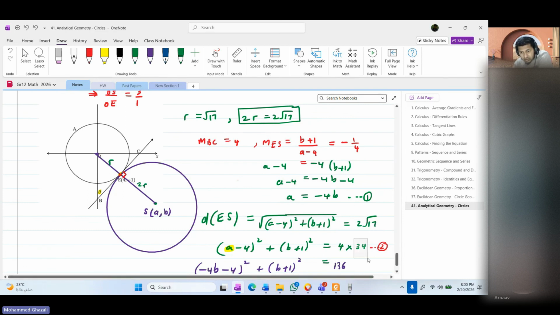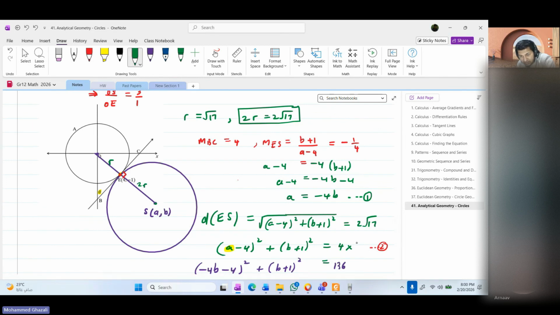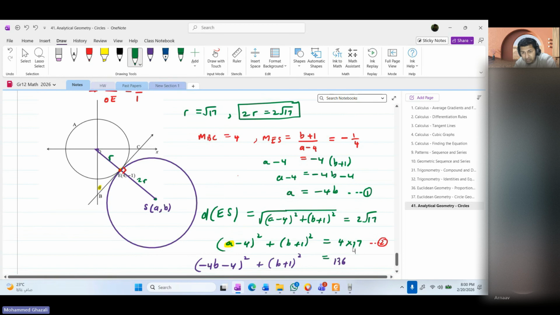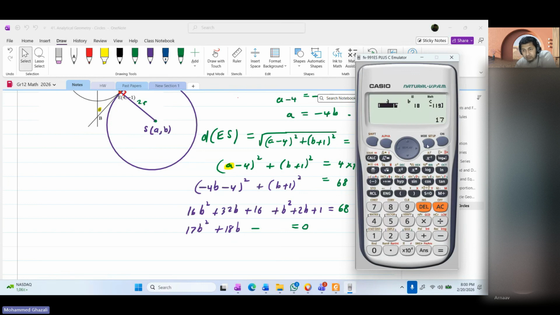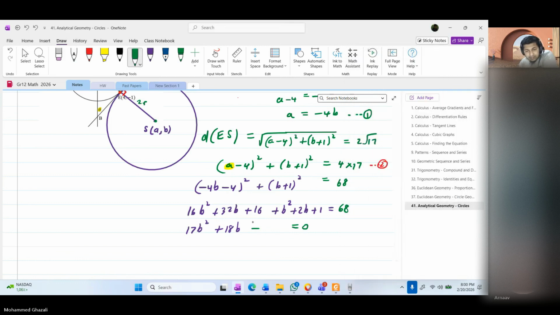So we need to go back and check. So it's 17 here, 4 times 17. So this here should be 68. Should work out now. Let's see. 17 minus 68. Mode 1, 17 minus 68. You're getting negative 51, is equal to 0. Let's check if this works now.